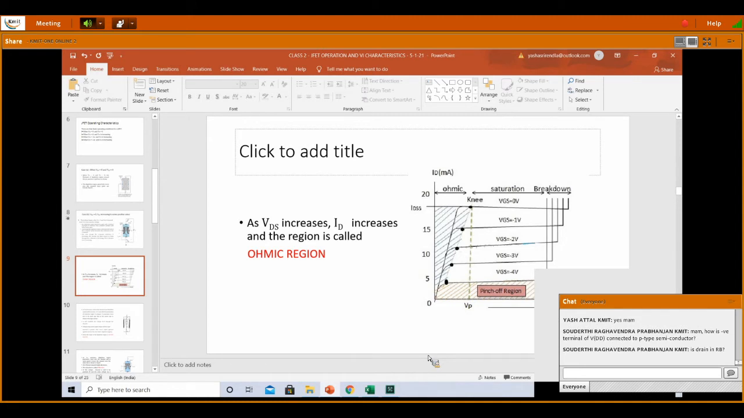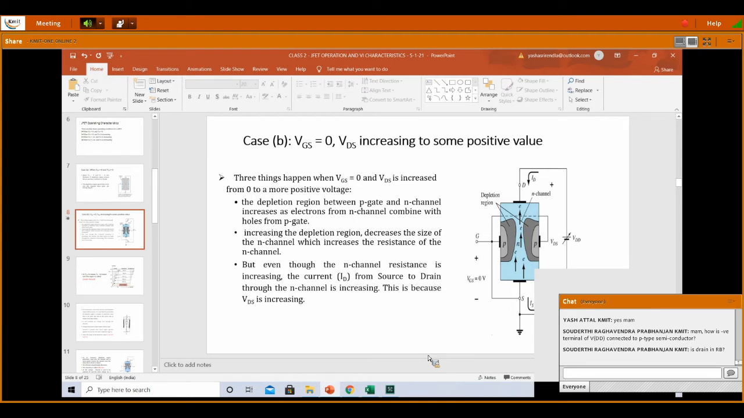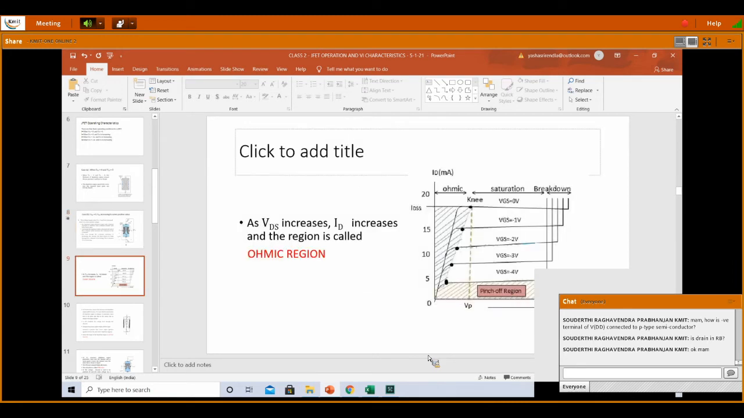Actually, drain is connected to the positive terminal but internally it is reverse biased. That is what I am explaining. First you understand the ohmic region, then I will explain this reverse bias concept. Based on that, our next operation will be dependent. Have you all understood the ohmic region? There are three regions in the drain characteristics of a FET. First we have understood the ohmic region. The ohmic region is the region where VDS is increasing, so ID is increasing. That's all, as simple as that.